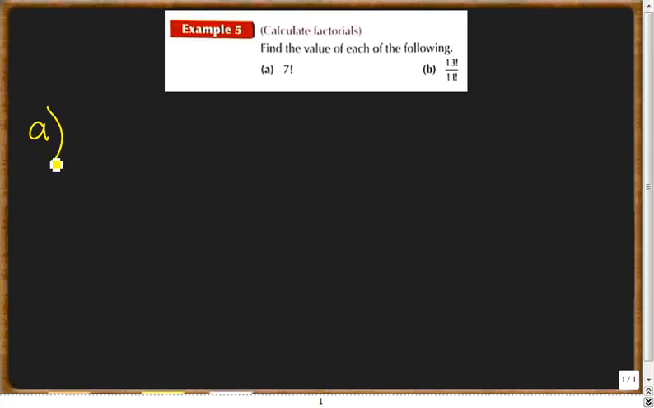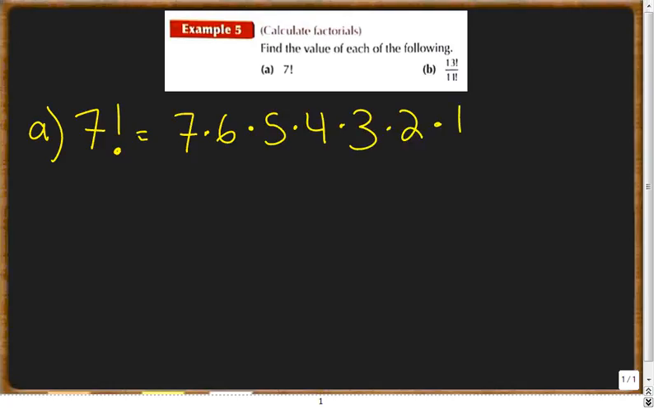For a, we have 7 factorial. So 7 factorial is the same as 7 times 6 times 5 times 4 times 3 times 2 times 1. You can do this on your calculator. It should be under the probability section. It's got a little exclamation point. But you can also do it by hand.